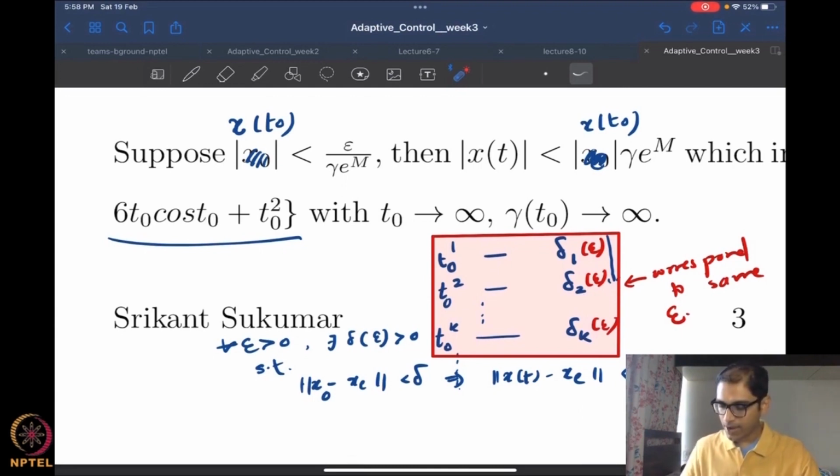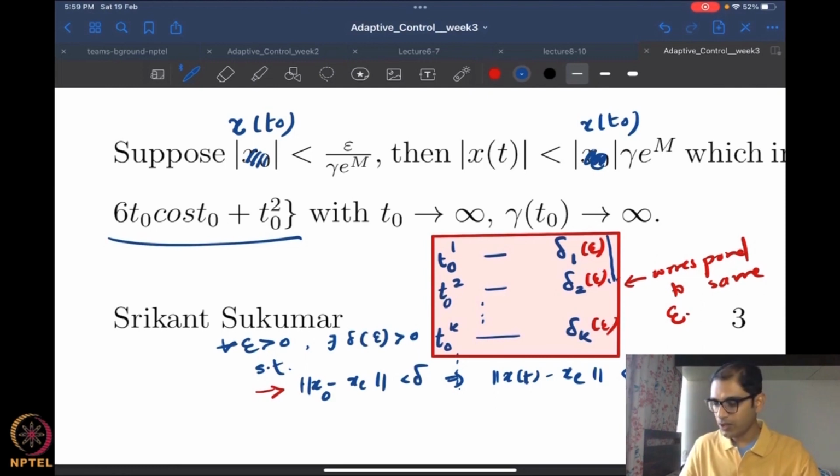Okay. So once I have this list, the question is which one should I choose? How do I know which delta to choose? For that we need to refer to this definition here: if my initial conditions are within delta, then I want my state trajectories to be within epsilon.